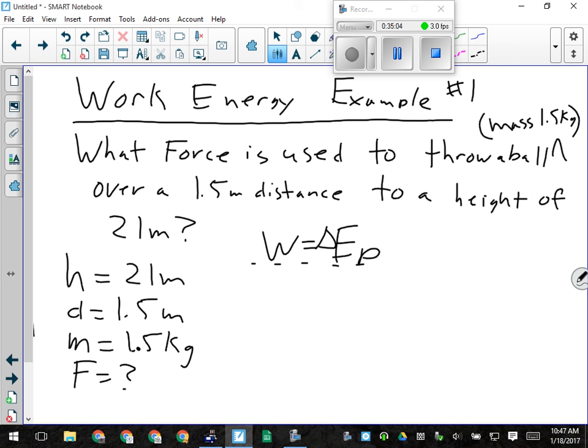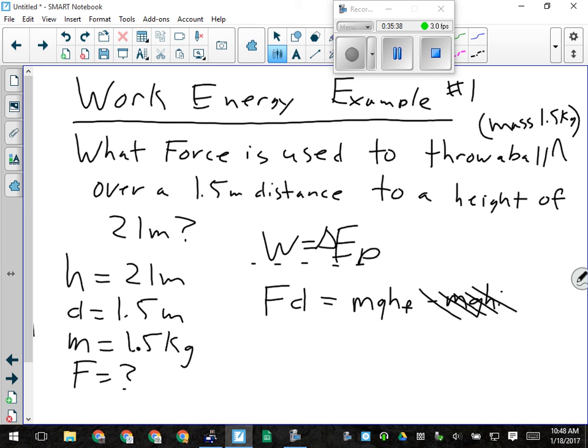Now, the formula for work is force times distance. That's good because I'm being asked to calculate force and I was given a distance. Change in potential energy means final potential energy minus initial potential energy. It doesn't outright say it anywhere, but generally when you throw things, you're standing on the ground, which means the initial height would be 0. So if h_i is 0, this whole term is also 0, and I can just eliminate it.